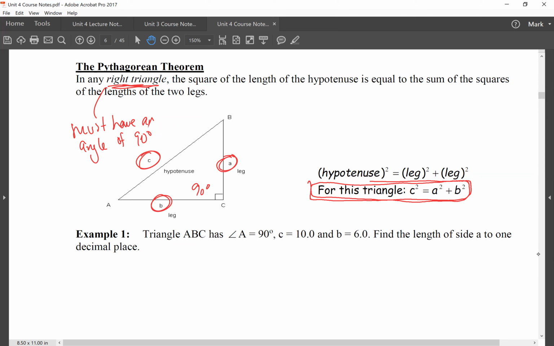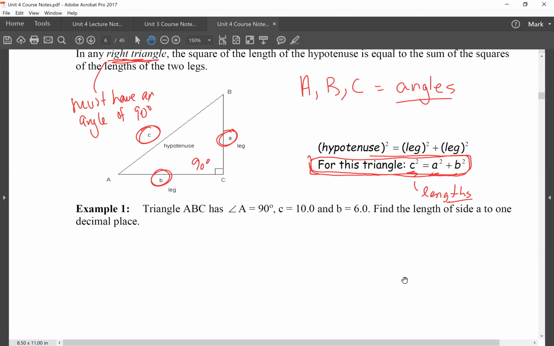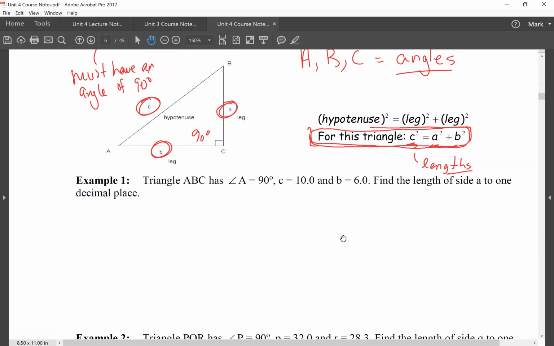Now, some of you guys are looking at capital A, capital C. Those represent angles. So A, B, and C are angles, whereas lowercase c, a, and b are lengths. And we're going to look at this today, tomorrow, the next day. There's not a lot in this chapter, so you'll get used to this concept of angles and lengths.